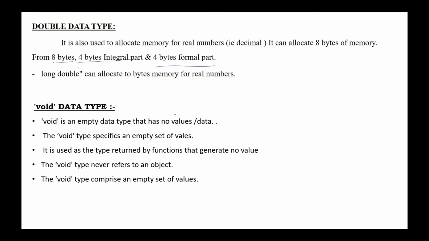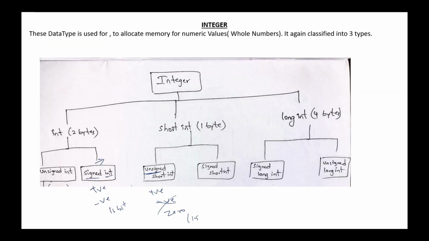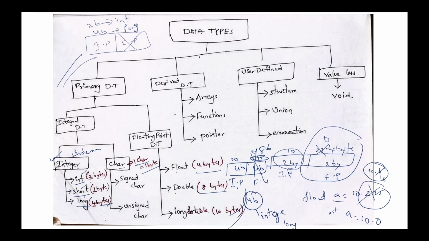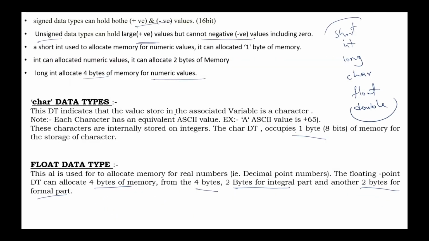And again we repeat, totally how many data types are there? We have int, short int, long, char, float, double. How many bytes can short int allocate? 1 byte of memory. Int 2 bytes of memory. Long 4 bytes of memory. Character 1 byte per 1 character, 1 byte equals 1 character. Float 4 bytes of memory, and double 8 bytes of memory.